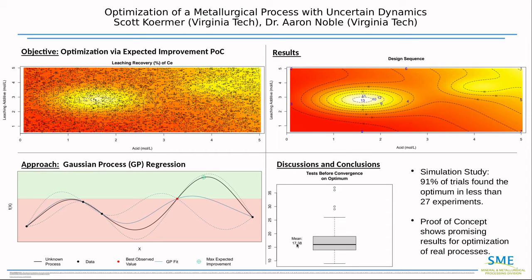So in order to test that, I ran a Monte Carlo experiment, optimizing this response surface 100 times, and found the mean. On average, it converged to the optimum in 17.38 tests. You could think of them as 17.38 lab experiments. 91% of the trials found the optimum in less than 27 experiments. So that's quite good for this two-dimensional space with noise.